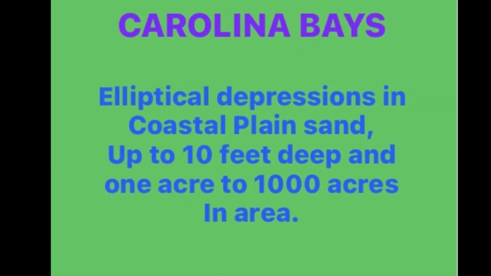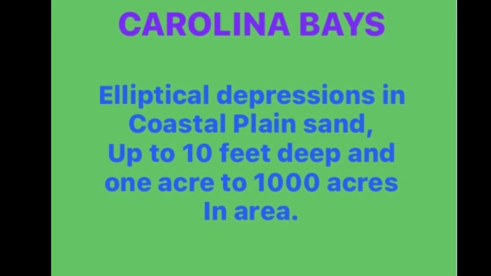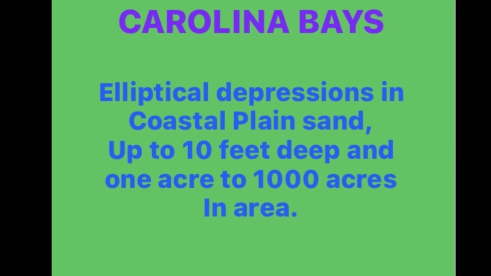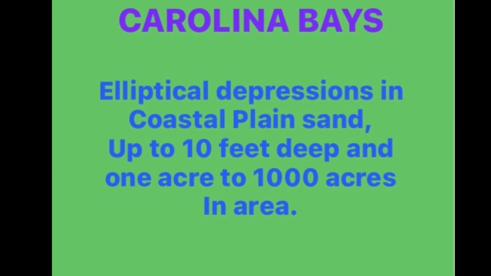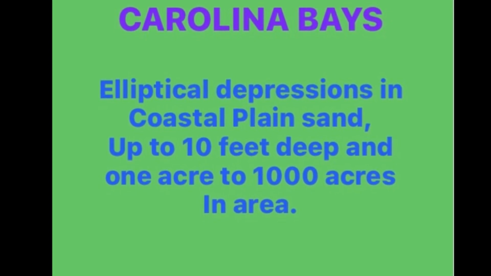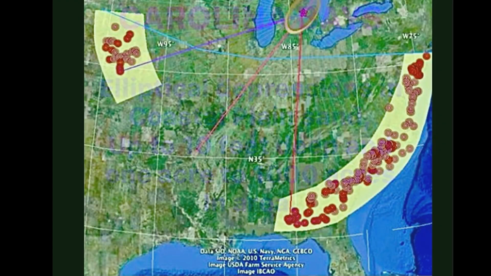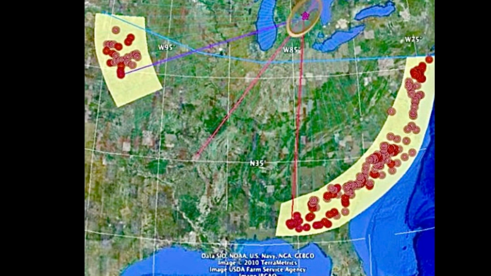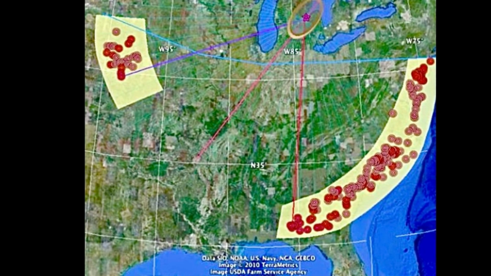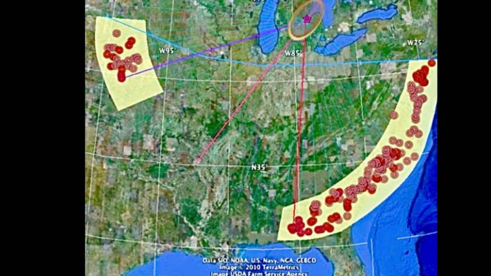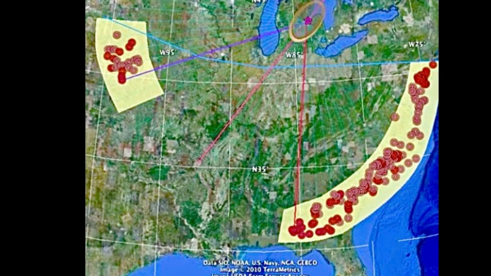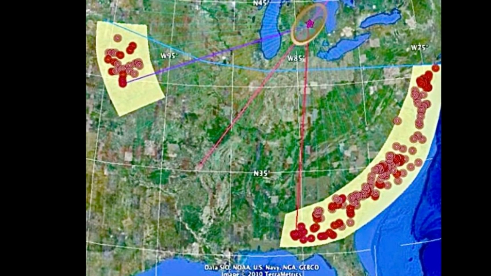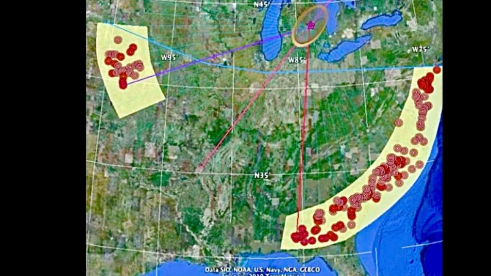Carolina Bays are elliptical depressions in coastal plain sand. They are up to 10 feet deep and range in size from 1 acre up to 1,000 acres. There are about 500,000 Carolina Bays, and they are located all up and down the eastern United States in the coastal plain physiographic province, and interestingly enough, also in the sandy areas of Nebraska.